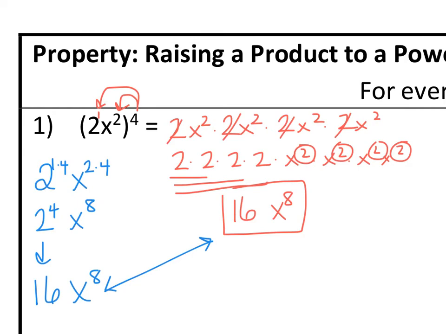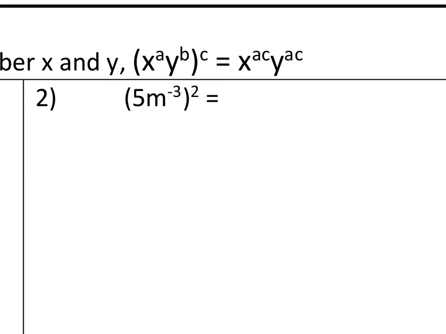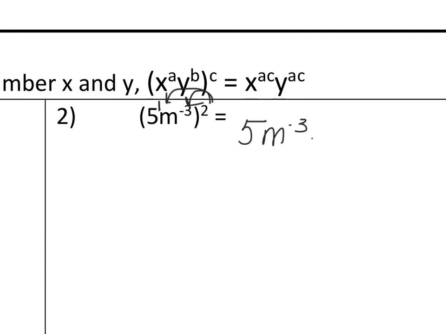Let's take a look at example number 2. We have the quantity 5m to the negative 3 raised to the power of 2. So we're going to take that 2 and distribute it to both of these, and that 5 doesn't have an exponent, so we have to give it a 1. So if we wrote this out the long way, it would be 5m to the negative 3 times 5m to the negative 3.